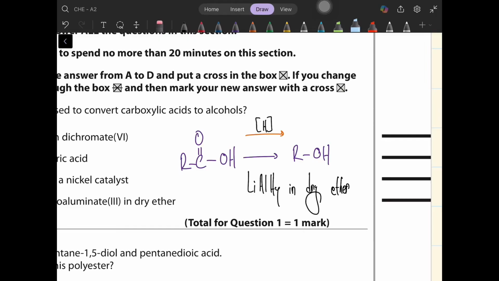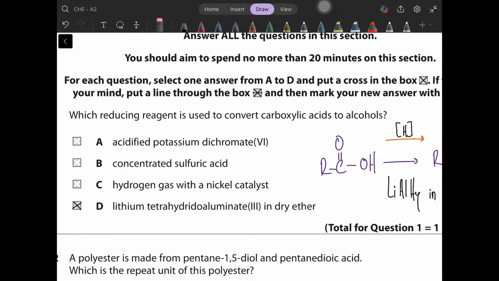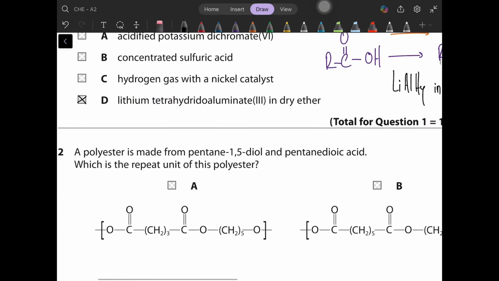So in most of the chemistry questions, wherever you're encountering these reduction questions, you basically need to know this LiAlH4 in dry ether. So yeah, D is going to be the answer. So let's just move on to the next question.